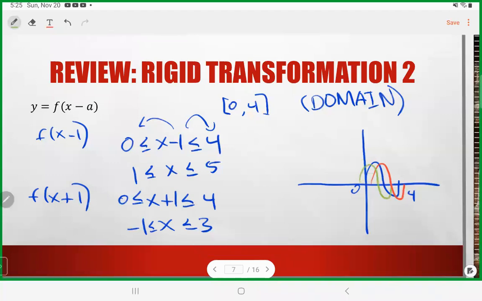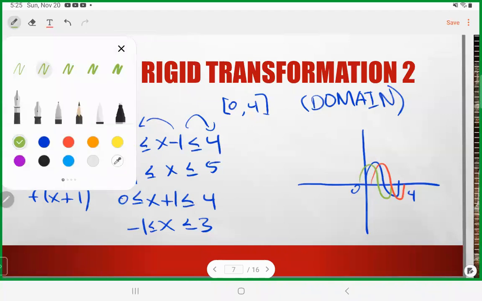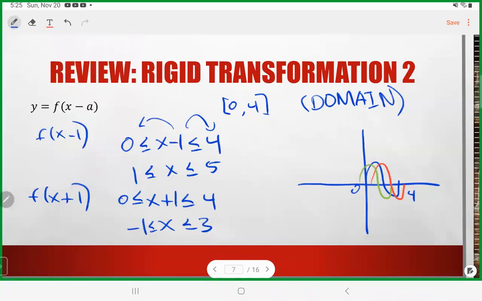Something like this. Okay? So do not fall for this misconception that if it's negative, then we have to move left. You have to look at the domain for this one. So if a is positive, as in we are subtracting a because there's a subtraction here, if you're subtracting a and a is positive, move right.